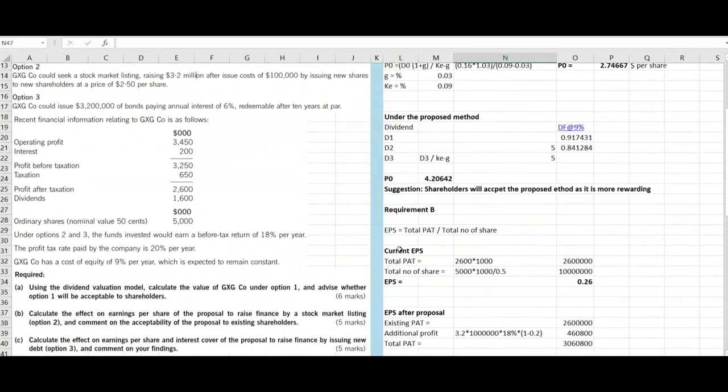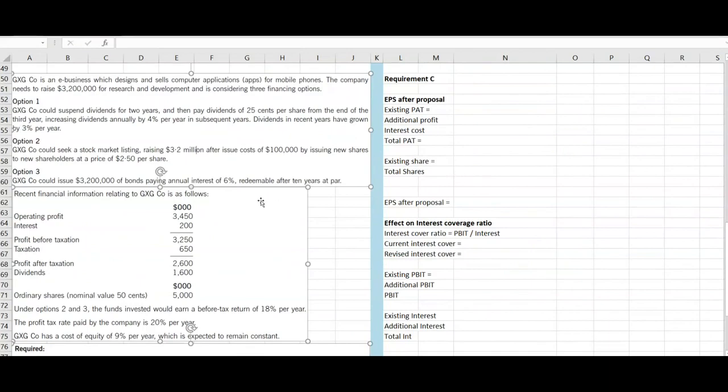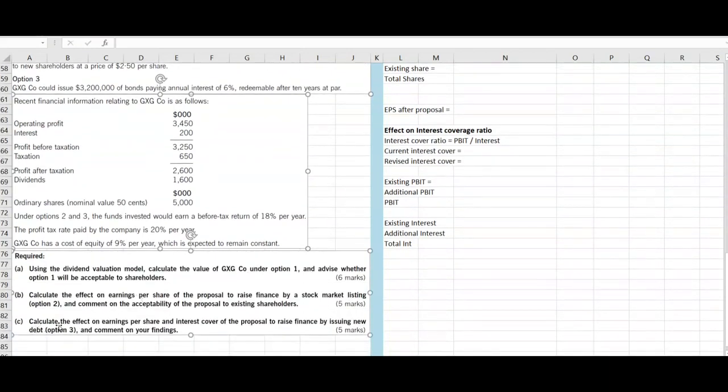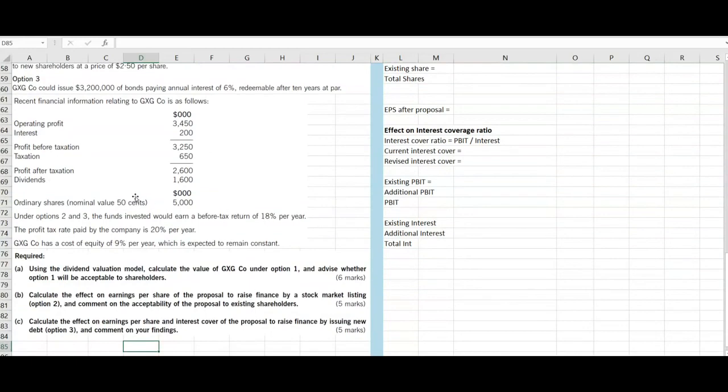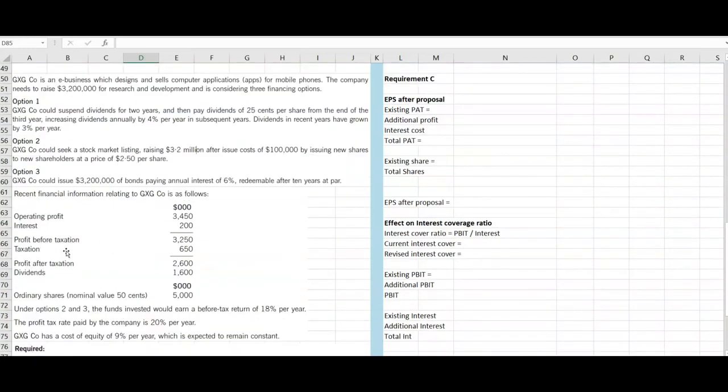So we'll move on to requirement C. So we'll start from requirement C. So requirement C is here. Calculate the effect on EPS and interest coverage ratio of the proposal to raise finance by issuing new debt. Okay, and comment on your findings. So we'll start. So option 3 is GXCO could use 3.2 million of bonds paying annual interest of 6%, which is redeemable after 10 years at par. Okay, so rather than going for equity issue, they are going for debt issue.